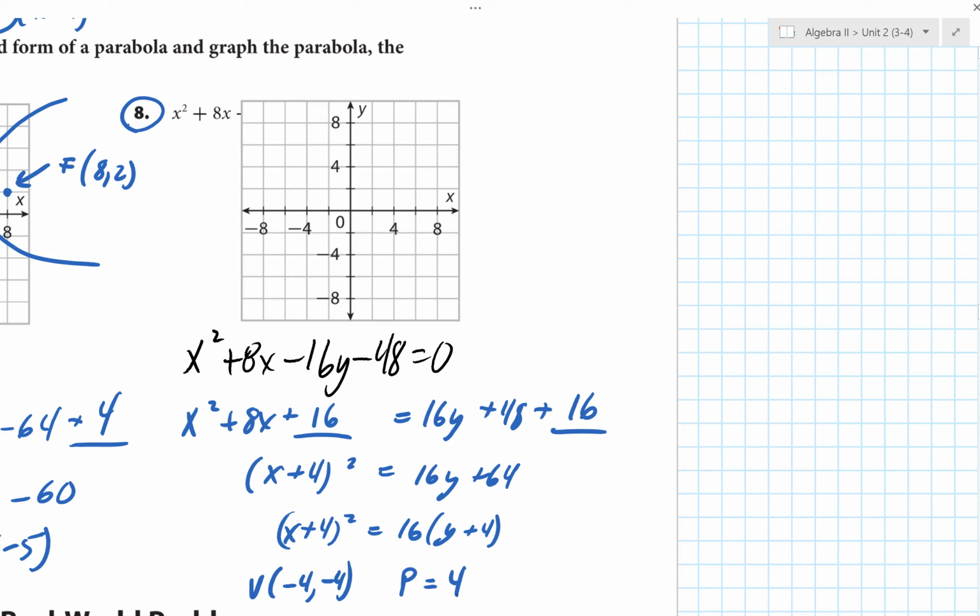And so now we can plot our vertex at -4, -4. There's our vertex. And this one is going to go up. So it's going to go up like this, which means our focus has to be 4 units this way, which would be at -4, 0. And then our directrix is 4 units the other way, which is down here. Our directrix would be y equals -8.